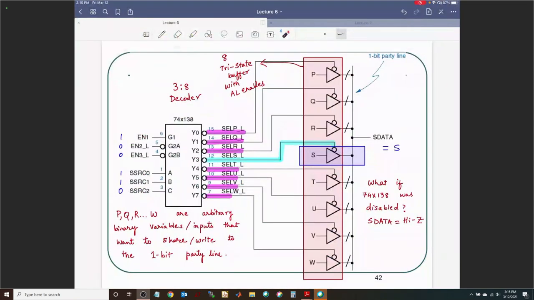Okay, now questions about this. All right, you guys. Do you guys see how this could be useful in tying multiple signals together, multiple outputs together?